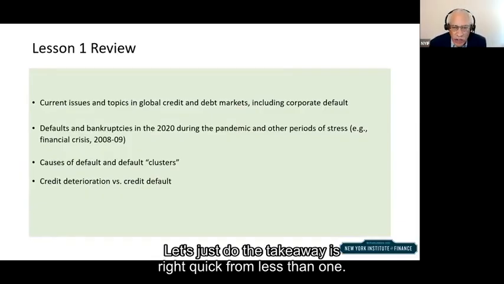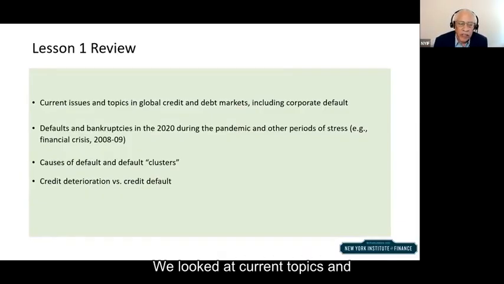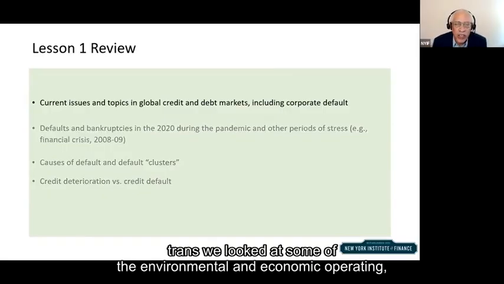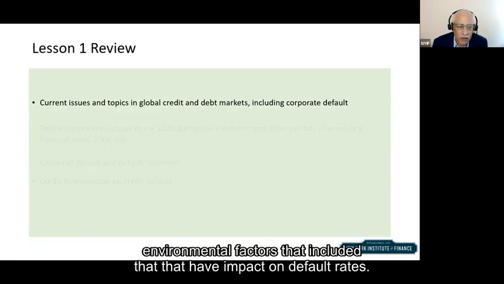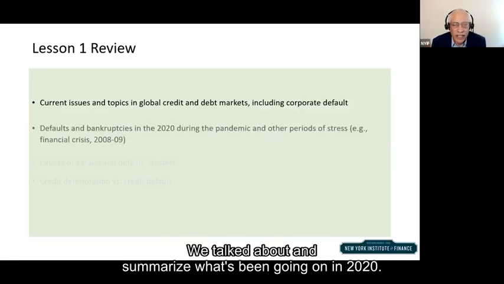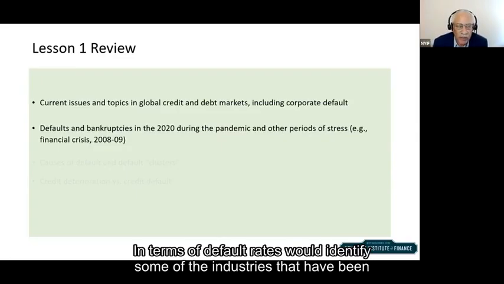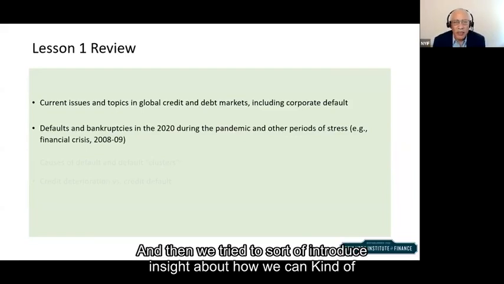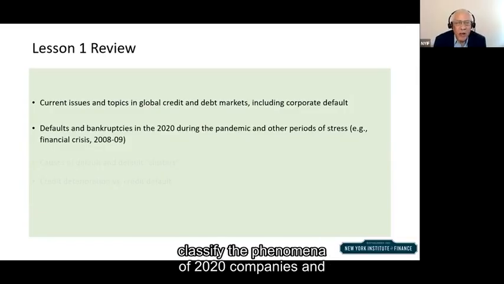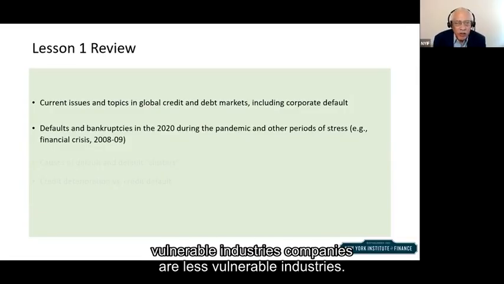Let's just do the takeaways right quick from lesson 1. We looked at current topics and trends. We looked at some of the environmental and economic operating factors that have an impact on default rates. We summarized what's been going on in 2020 in terms of default rates. We identified some of the industries that have been vulnerable, and then we tried to introduce insight about how we can classify the phenomenon of 2020.